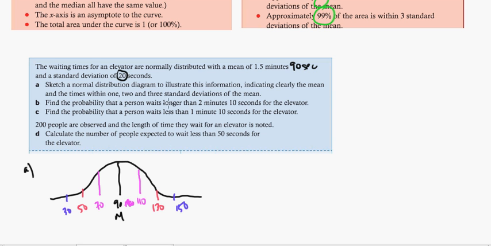Okay, so find the probability that a person waits longer than 2 minutes and 10 seconds for the elevator. 2 minutes and 10 seconds.